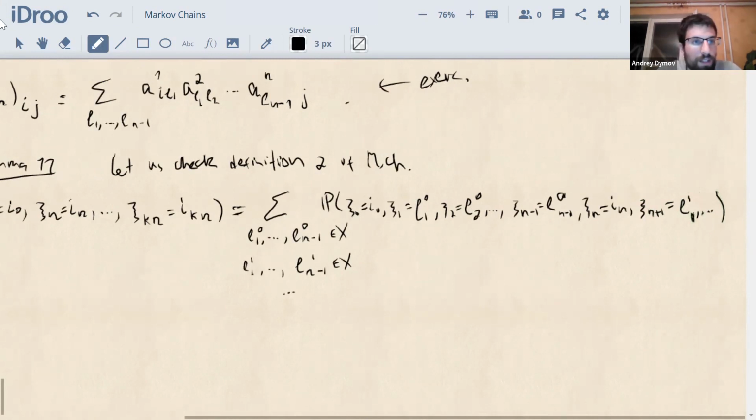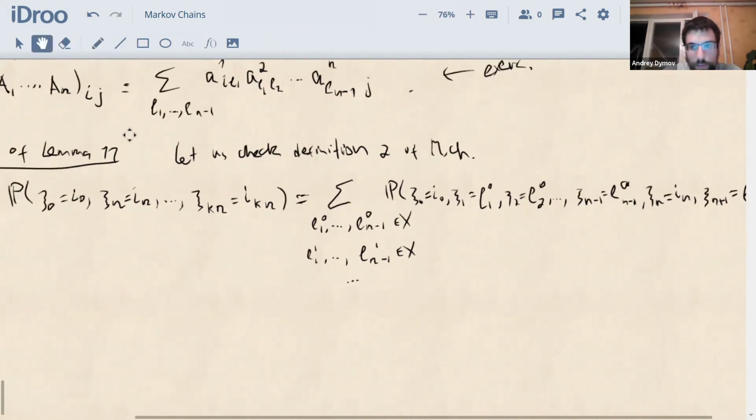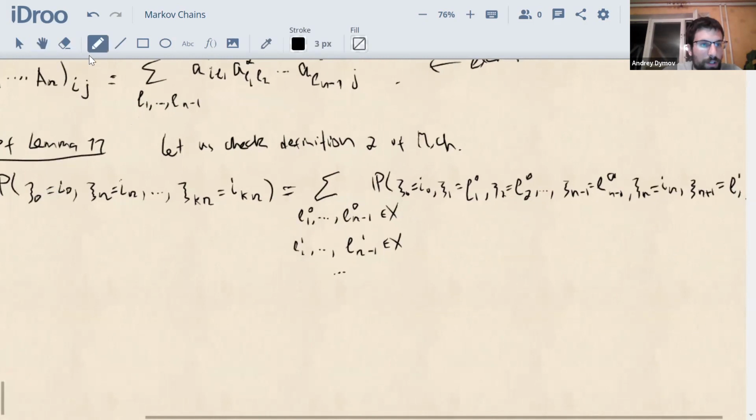I mean that I take the summation over all intermediate states. So overall, here only positions number 0 at time 0, at time n, etc. are fixed, but I fix the positions between these times and I sum over all these positions. Okay.